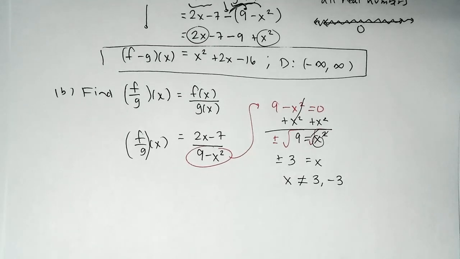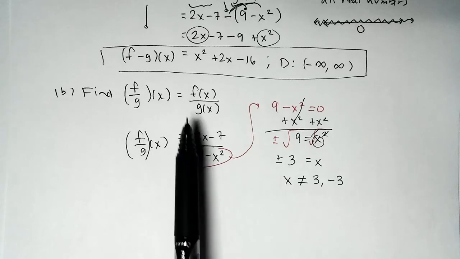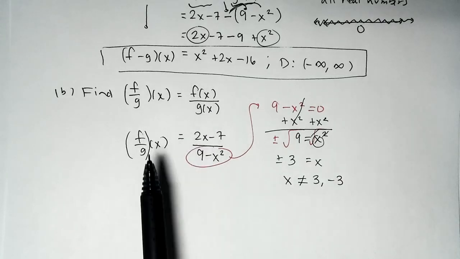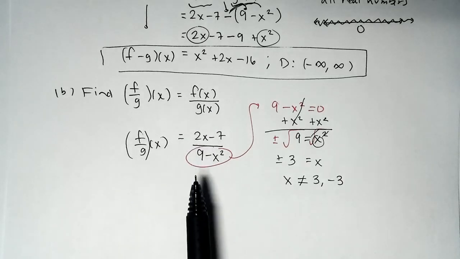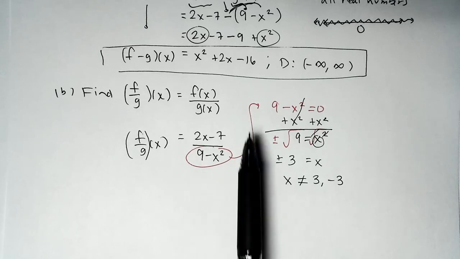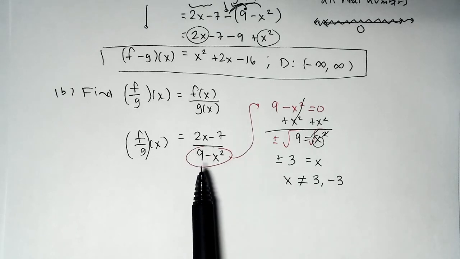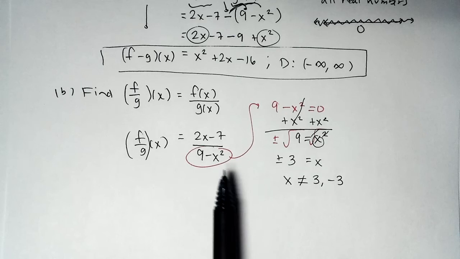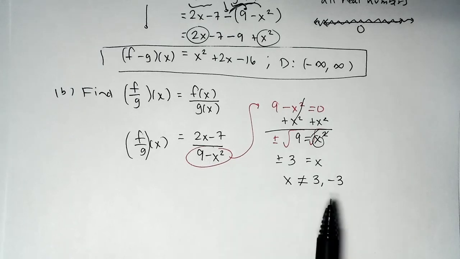So what is the domain? The domain of f and g are both the set of all real numbers, but the domain of the quotient is not the set of all real numbers. It's all real numbers except for the ones that make the denominator 0. All real numbers except for 3 or negative 3.